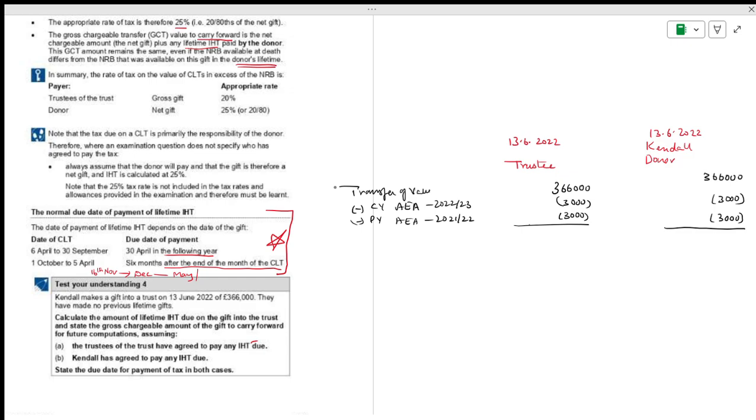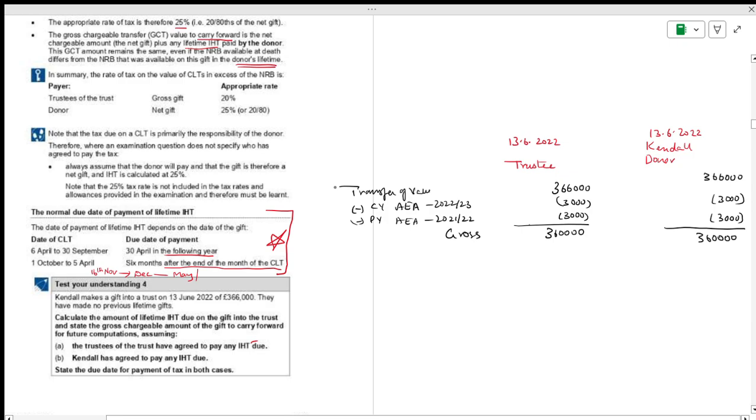How much you'll get? 360. Okay, 360. Here also how much you'll get? 360. Now what we have to do next? Next would be take the chargeable and multiply by the rate.